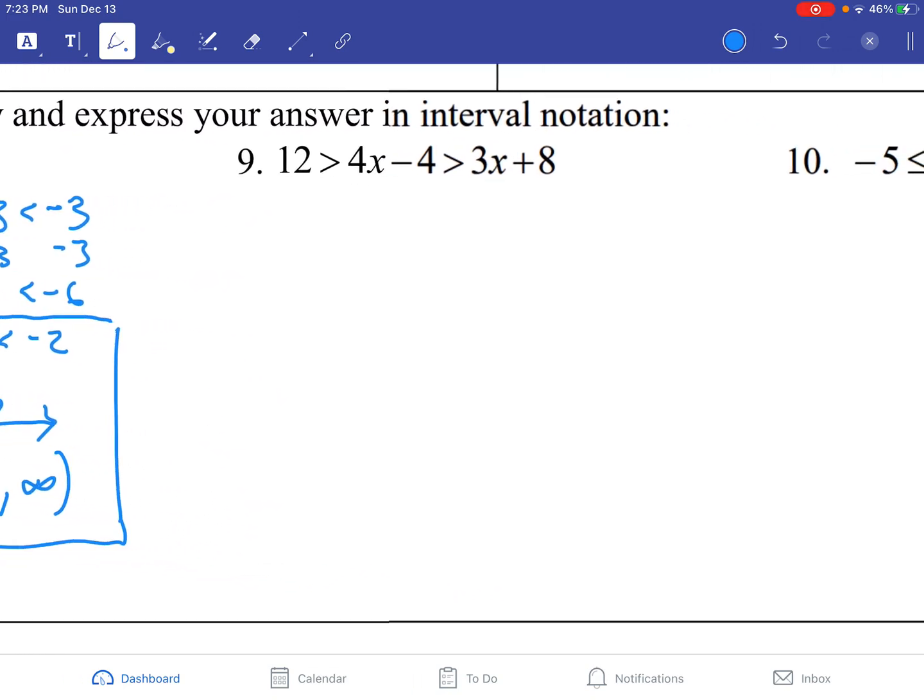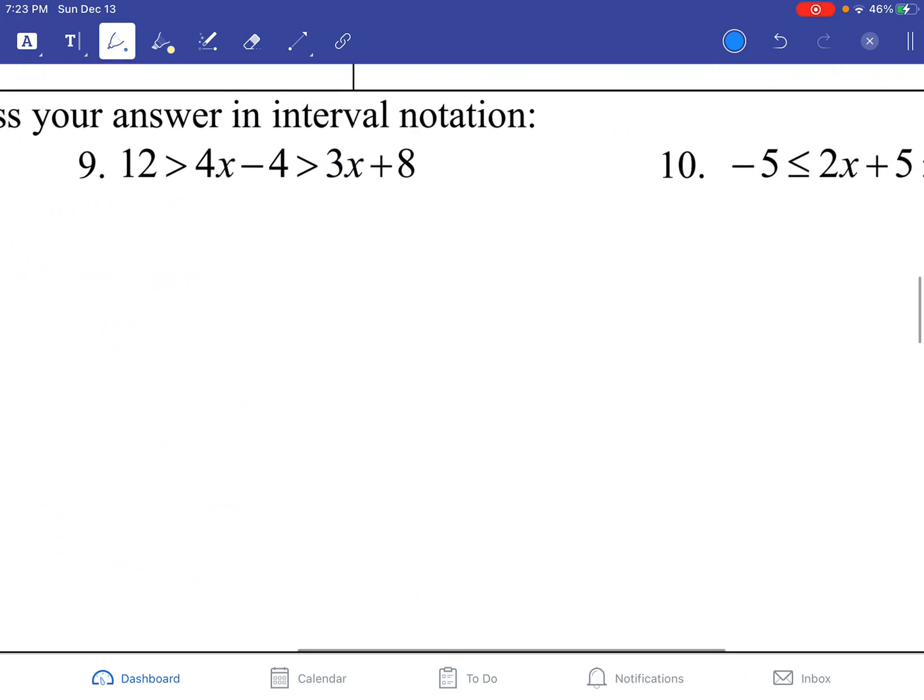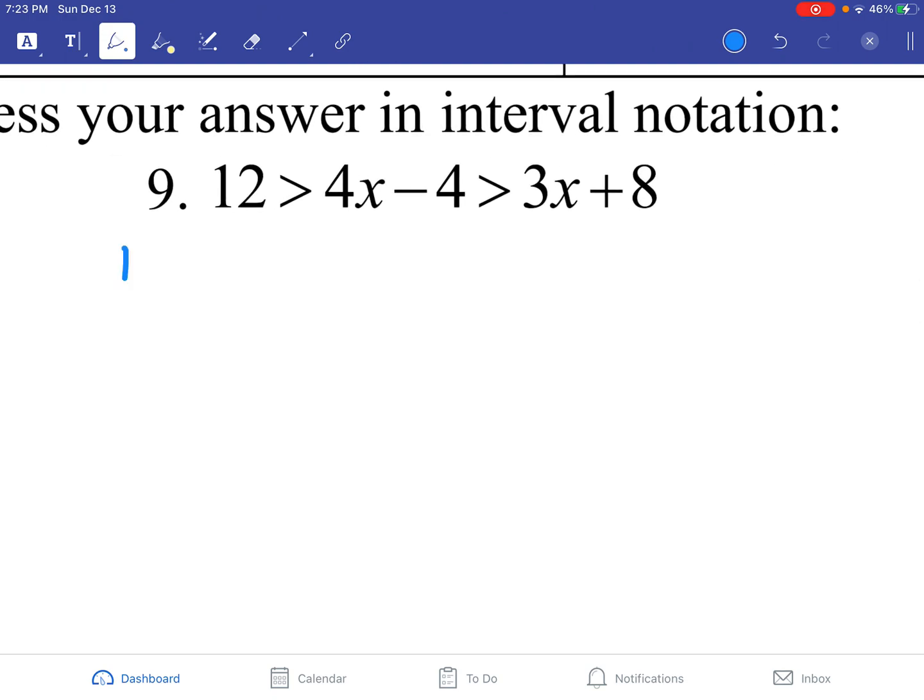Okay, number 9. This is a more complex compound inequality. All right. Now, in a complex compound inequality, you can't solve them like the simple ones because you have too many x's in the problem. So what you're going to do is divide this into 2 pieces. Okay, you're going to have the left side of the inequality. You're going to have the right side.